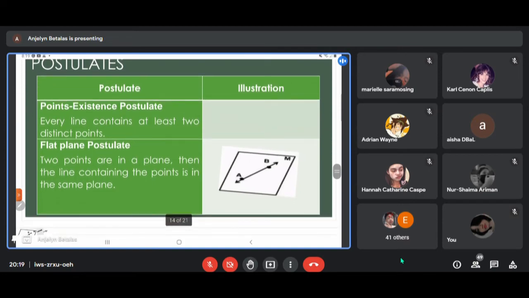Point existence postulate: every line contains at least two distinct points. At least two distinct points. It can be two or more, but they must be distinct. Do you understand what distinct means, class?